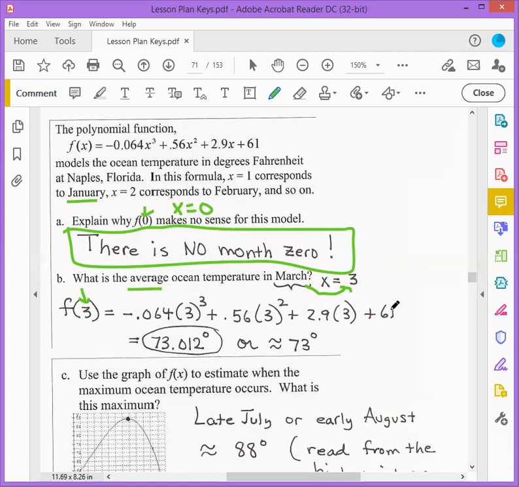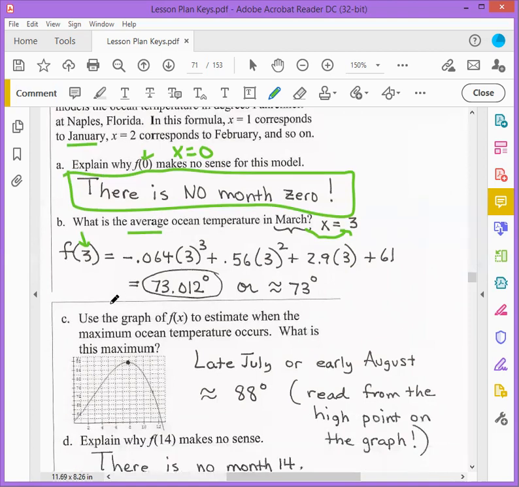And when we simplify this, we'll get 73.012 degrees. That's the average temperature, or we can approximate that. We can simplify that decimal to about 73 degrees. That's the average temperature of the ocean in March in Naples, Florida.